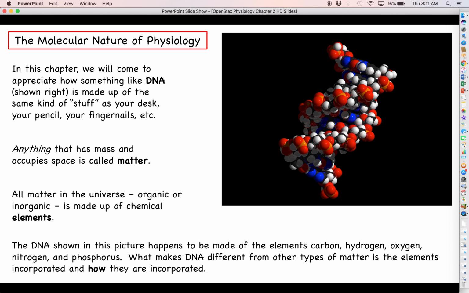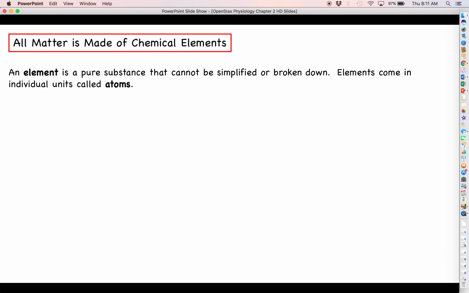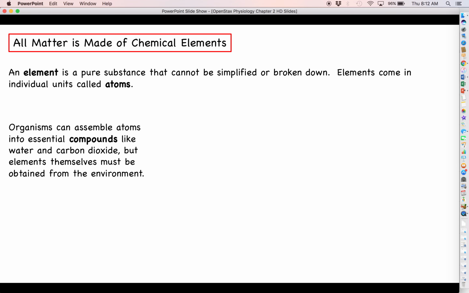So what is going to separate the kind of stuff that we as humans and biological organisms are made of versus, say, the kind of stuff or matter that your couch is made of or the air around us is made of, all has to do with which elements are incorporated and how they are incorporated. So an element, to define that, is a pure substance that cannot be simplified or broken down, and elements come in individual units called atoms.